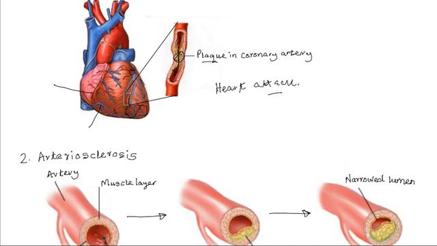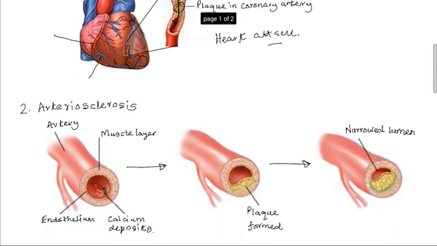Now, whenever the inner wall, that is the endothelium, is obstructed, remember the endothelium has a smooth lining to allow the free flow of blood. So whenever this wall is covered with deposition, then this interferes with the free flow of blood. So this deposition may be due to calcium deposit or even cholesterol.